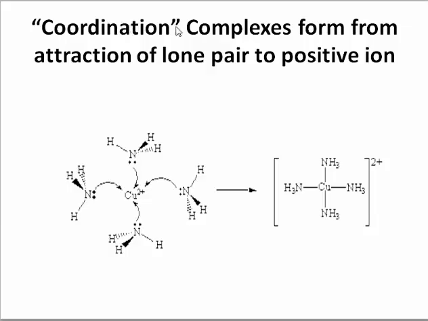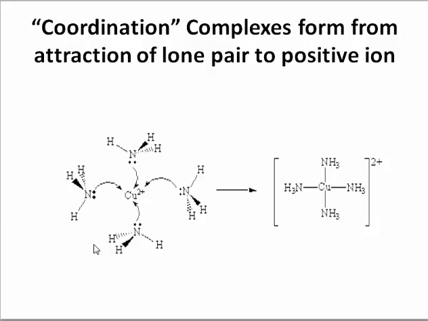Coordination is the process in which complexes form from the attraction of the lone pair to the positive ion. For example, the formation of the copper-ammonia complex may be looked at as 4 reactions, or 4 processes, one after the other, in which ammonia molecules attach themselves to the copper atom by attraction of the lone pairs to the positive charge.